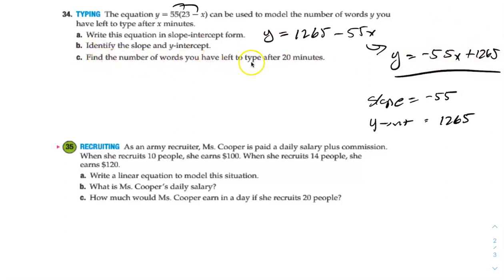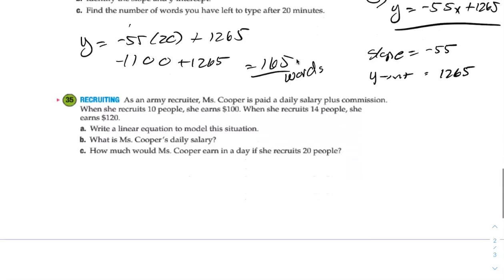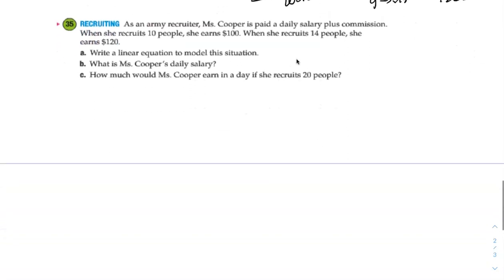Find the number of words you have to type after 20 minutes. So sub in 20. So negative 55 times 20 is negative 1100, plus 1265. So I get 165. So there we go. So 165 words. That is not fast. Oh, how many words left to type? Okay, whew, left to type. That's different.